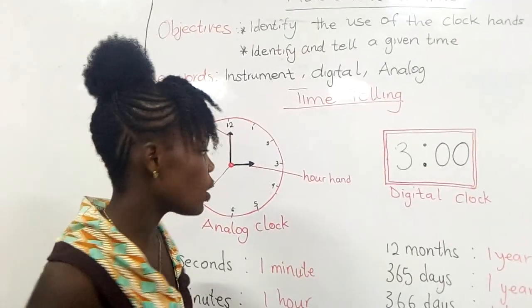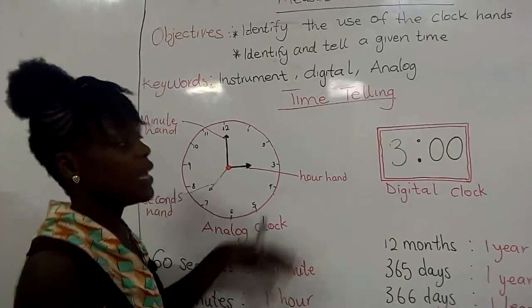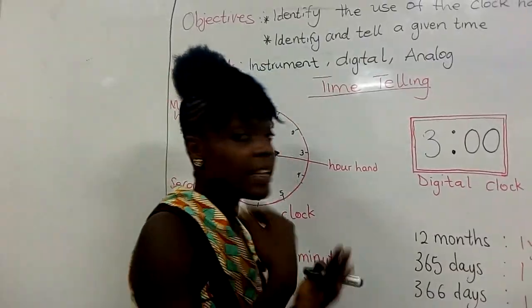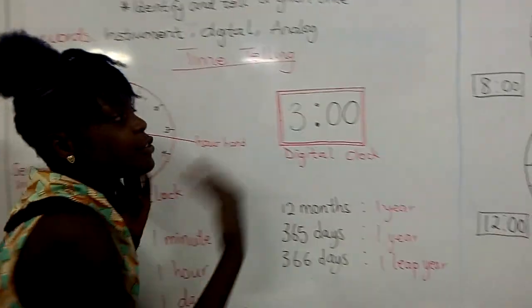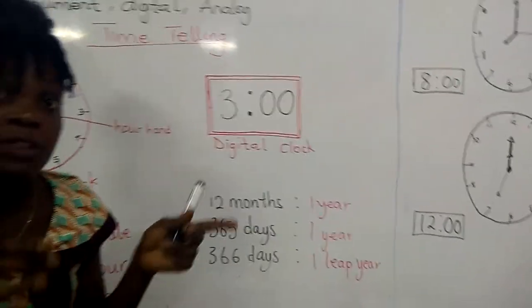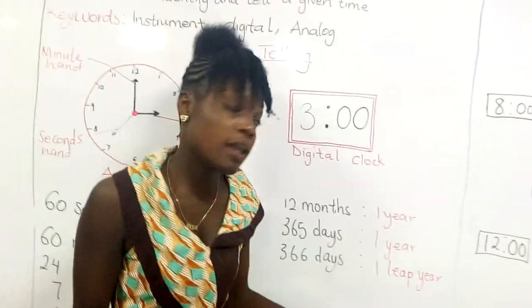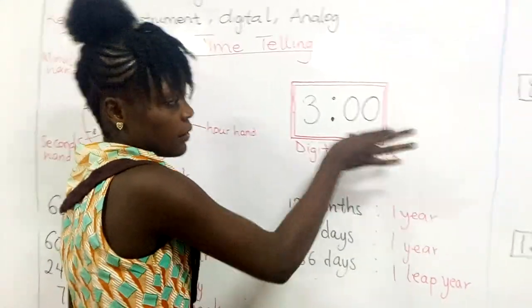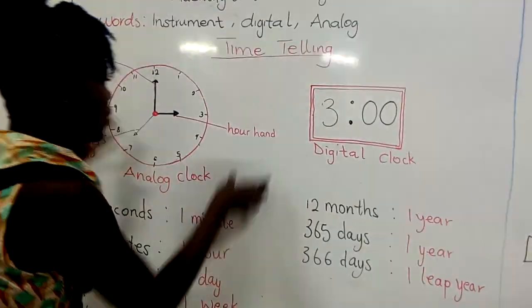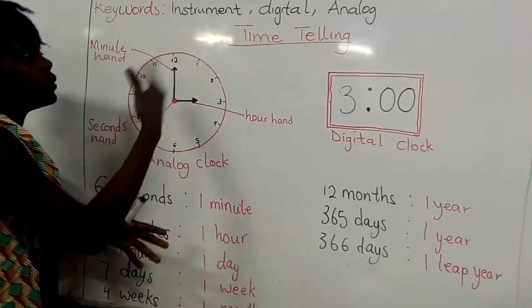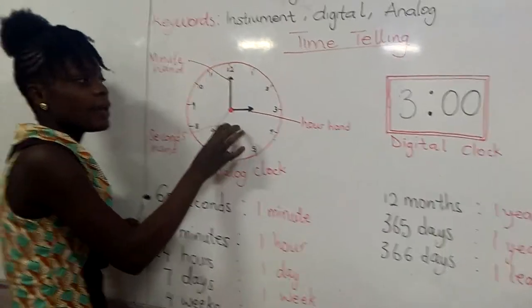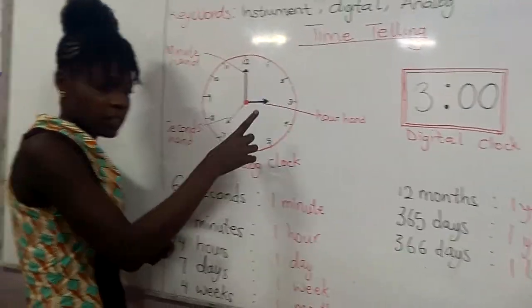Two types of clock. We have the analog clock and the digital clock. With the digital, you see the figures on them, or the digit. That's why we are saying that it is digital. The digit, that's the numbers, is on them. And then with the analog clock, you see the numbers, but you see the hands on it.